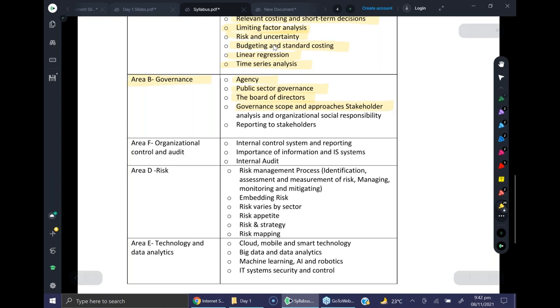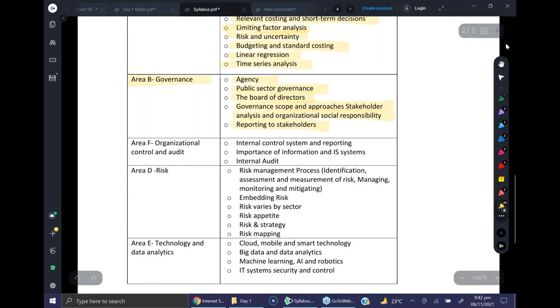Analysis of social responsibility, reporting to stakeholders. This also covers environmental issues, stakeholder management, and a couple of other things. So it's a very detailed area, governance, but all of these are relevant topics. I've picked up this information from the study guide straight away. Okay, we'll take a break after this, because let me end this.